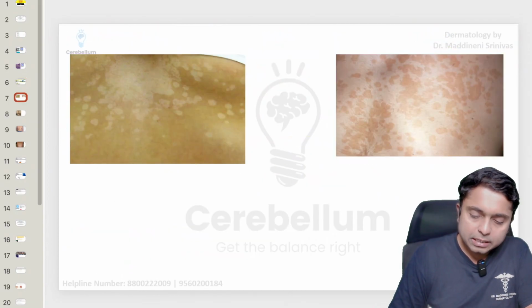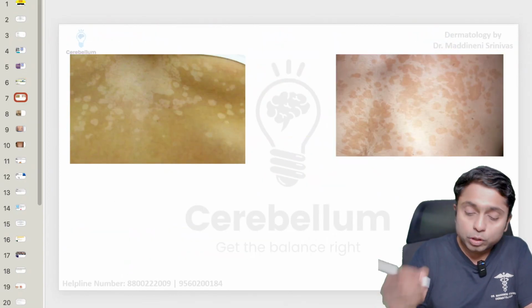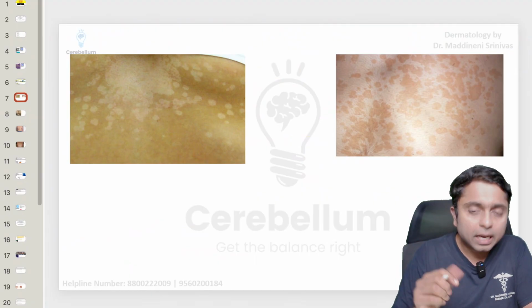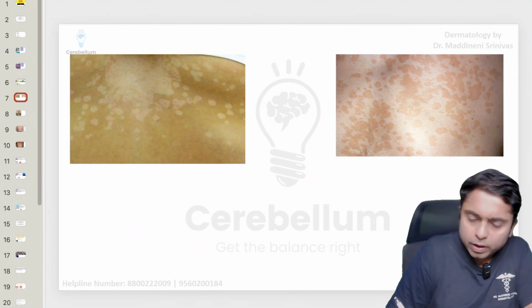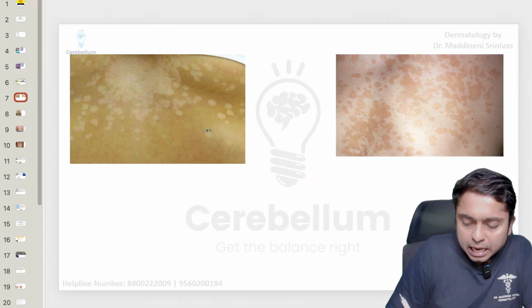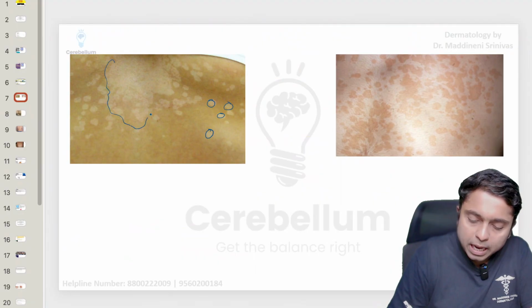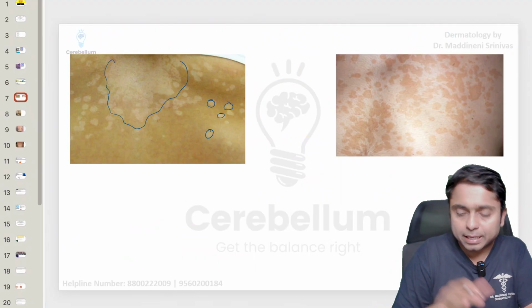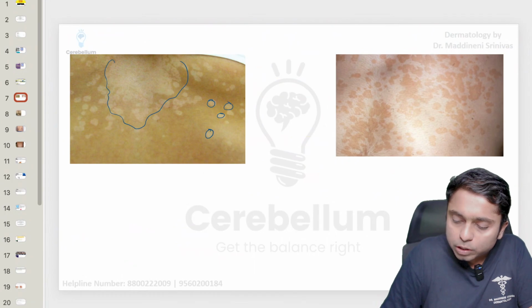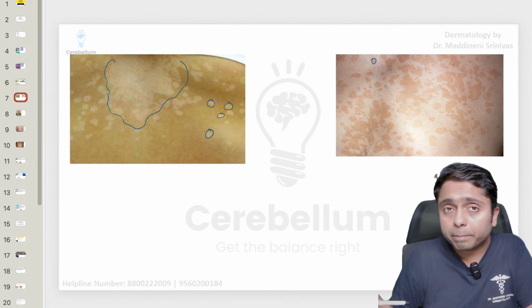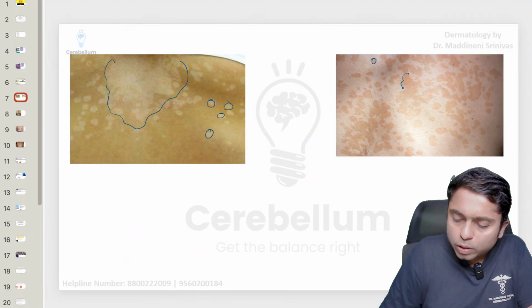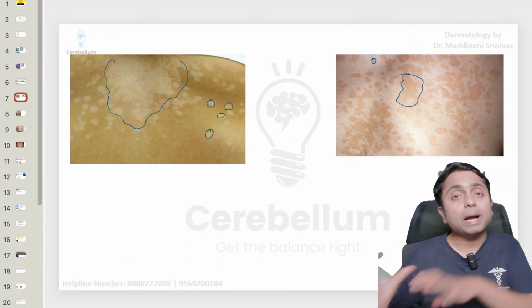Next, this is the image where you are able to see the versatility of the color. First you should observe that these are small macules which are hypopigmented, and they can coalesce to form large patches, as you are able to see here. And on the right hand side, there are again small macules, but here they are hyperpigmented, and these are also coalescing to form larger patches.